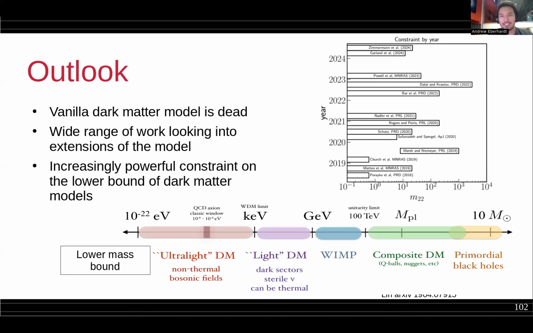So what you'll be seeing too is an increasingly powerful constraint on the lower bound of the dark matter, right? So now I'm not just talking about the 10 to the minus 22 eV, which originally motivated this work, but talking about ultralight dark matter as a study of the lower mass bound on the dark matter, completely agnostic to what kind of models may or may not exist in space.